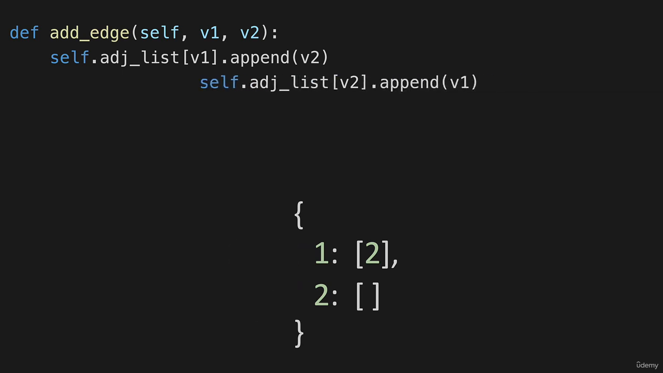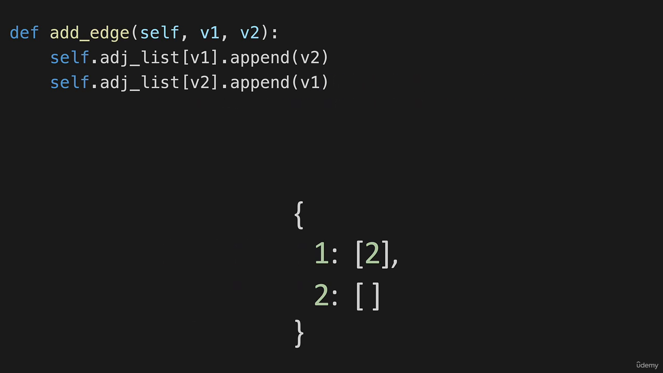And then we'll do it the other way. On this one, this is vertex 2. We're going to do a dot append onto that list. We'll append vertex 1 like this.